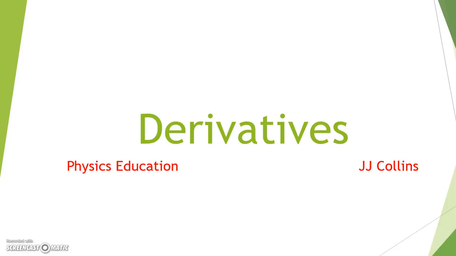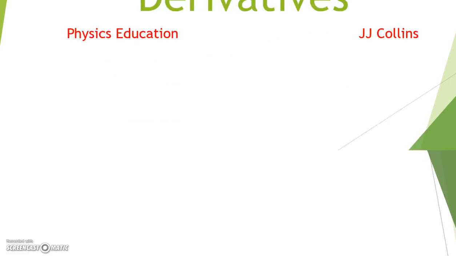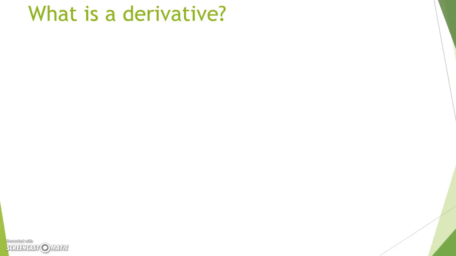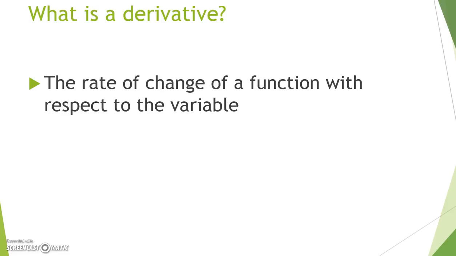Okay, so today we are going to be talking about derivatives. First up is, what is a derivative? A derivative is defined as the rate of change of a function with respect to the variable. It is usually written as f prime of x or y prime of x, depending on how it's written as a function.